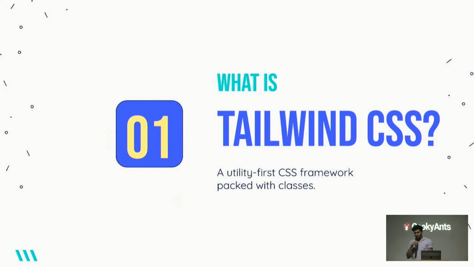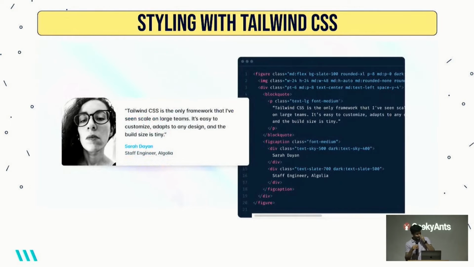Yeah. So jokes apart, let's start with the presentation. So what is Tailwind CSS? It is a utility-first CSS framework which allows you to write your class names in certain patterns, and you can customize your components using that. So let's see an example of it.